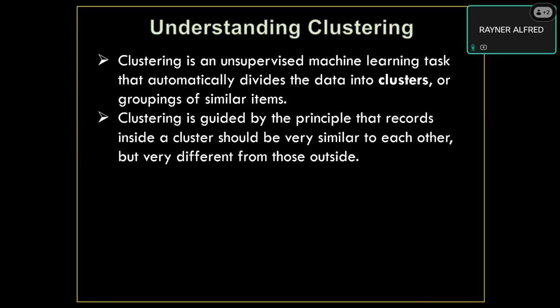So here, clustering is guided by the principle that records inside the cluster should be very similar to each other in terms of the values that they hold, and should be different from those outside the cluster. Sometimes we have one or two items that are totally out of the cluster, and this is called an outlier. So an outlier is just noise. This can be ignored or eliminated, or it can be applied for detecting abnormal patterns in your data. So outliers play an important role as well.